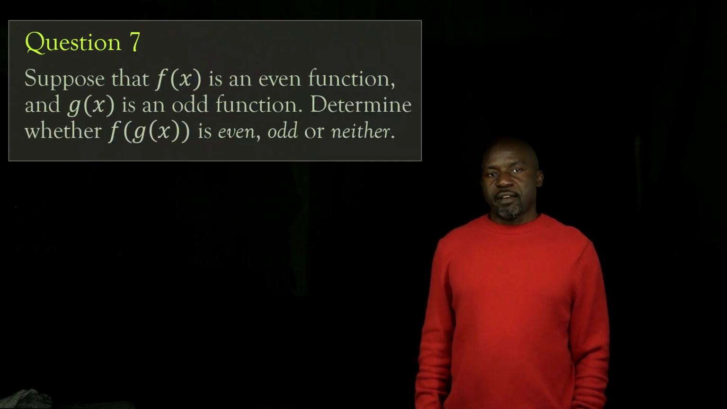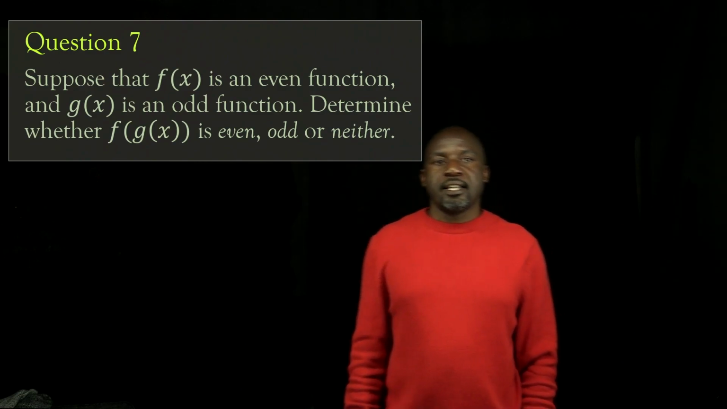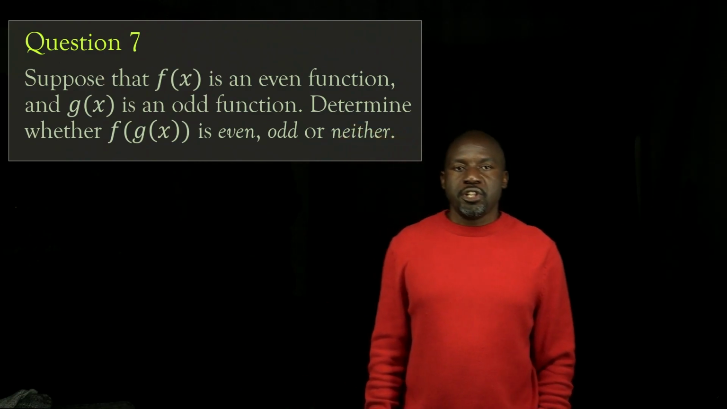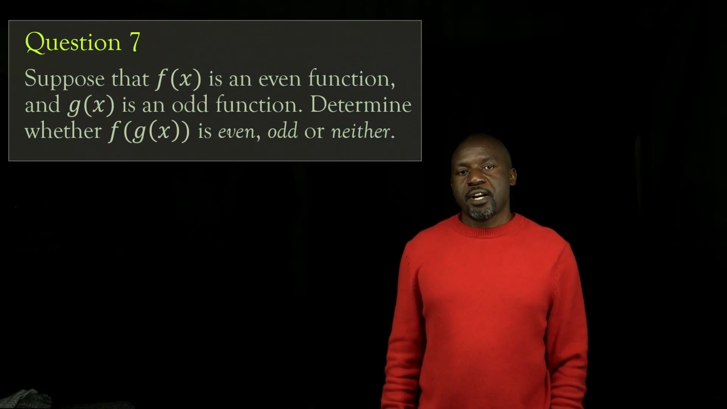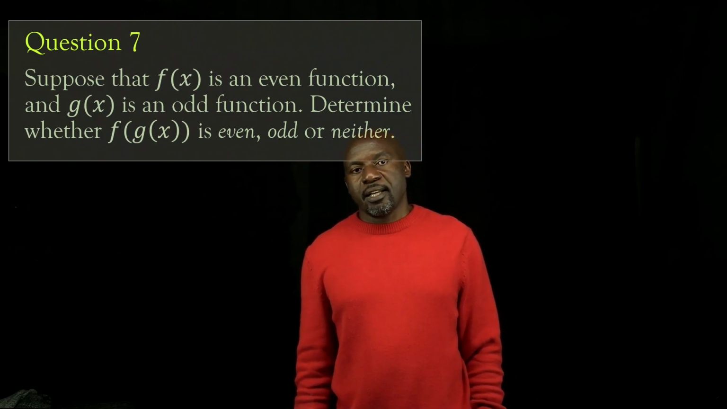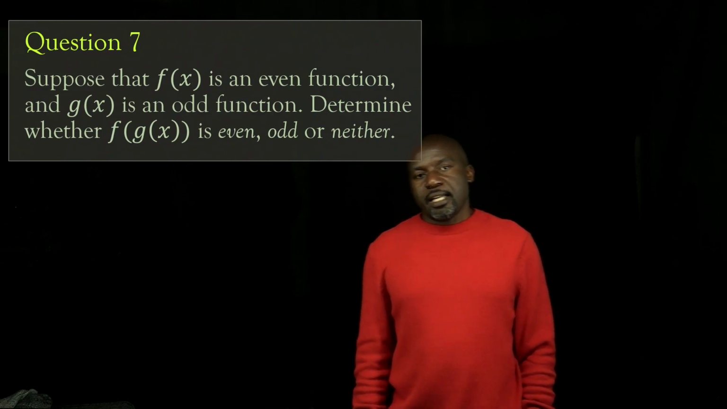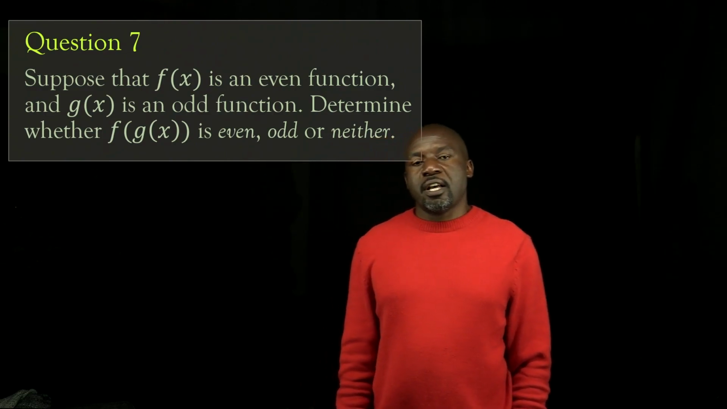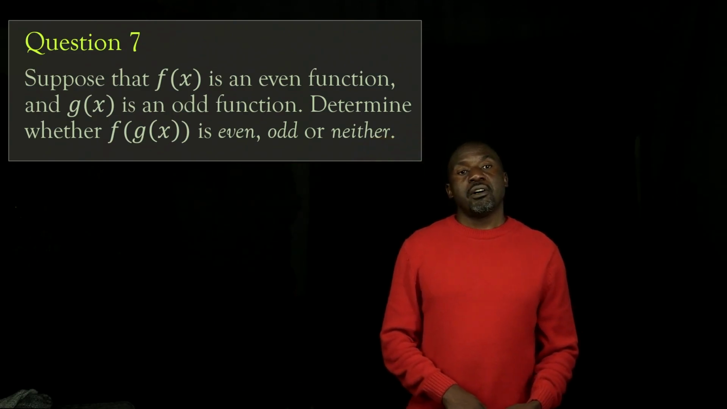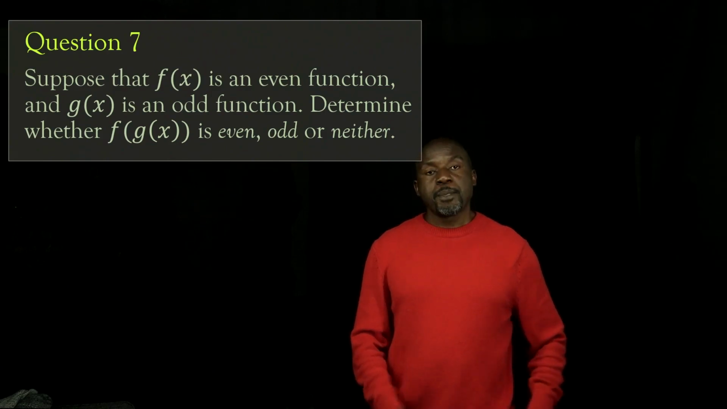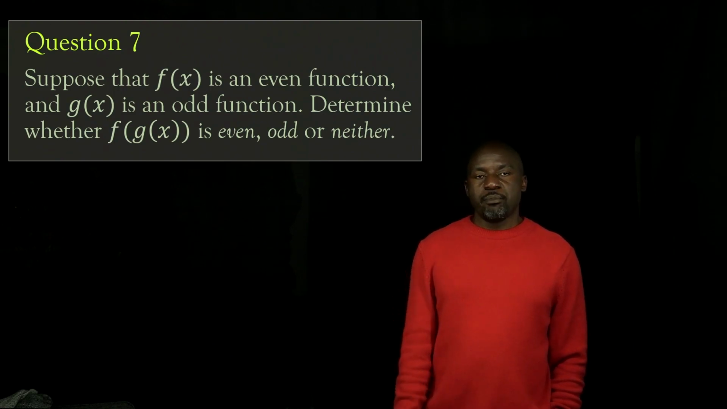Okay, question number 7. This one is nice and interesting. Suppose that f of x is an even function and g of x is an odd function. Determine whether the composite function f of g of x is even, odd, or neither. If we look for the composite function f of g of x, is it going to be even, or is it going to be odd, or is it going to be neither of them? All right, so the approach is the same as what we've done before.